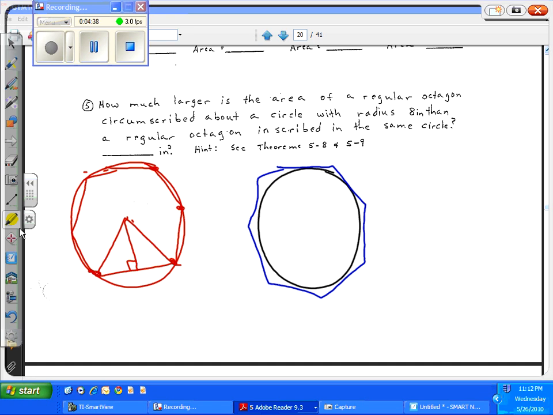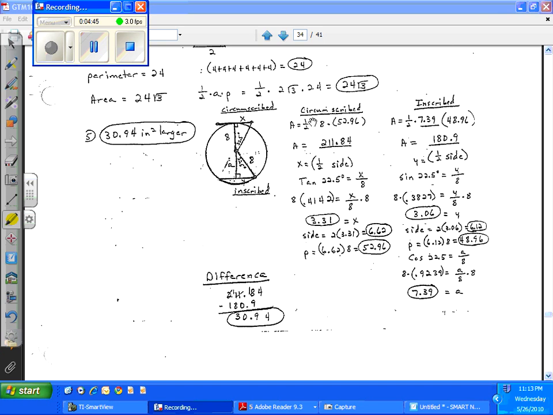Now, this is an odd answer solution, and so I'm going to take you to the odd answers. Let me pause and get you there. So here we are at the odd answer solutions. The circumscribed side would be a tangent to the circle. The inscribed side would have its vertices on the circle.